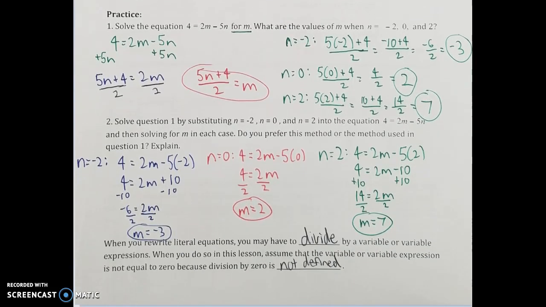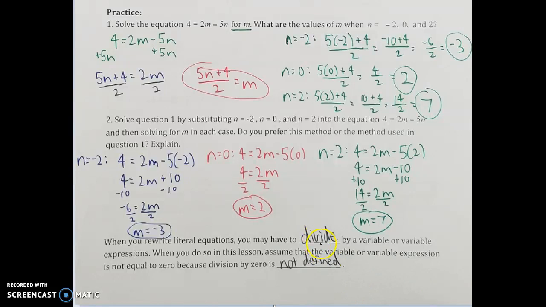Next little part down here, when we rewrite literal equations, we may have to divide by a variable or variable expressions. We didn't have to do that up here, but we may have this. When we do so in this lesson, we just assume that any variables that we divide by are not 0, because again, I can't divide by 0, so it's not defined. So if my n variable is 0, I wouldn't want to divide by 0.